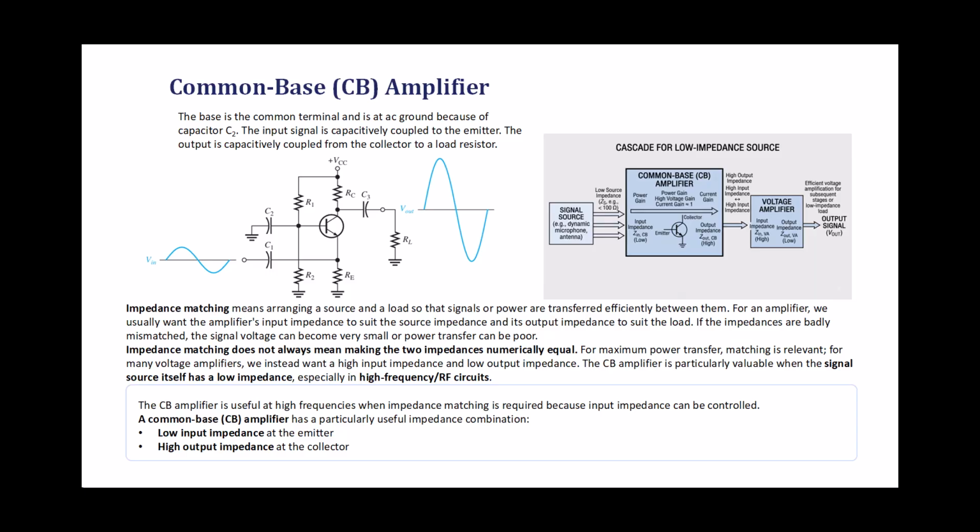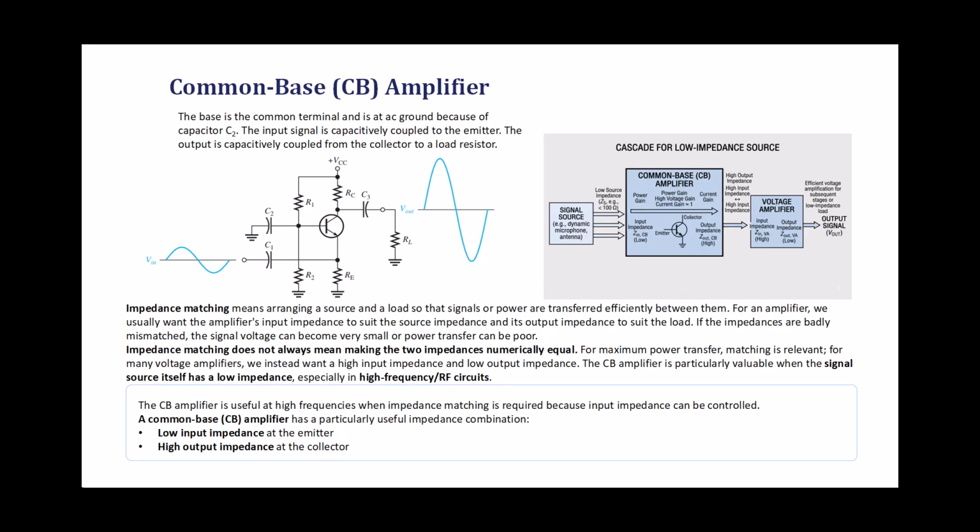Now, why does this configuration matter? It comes down to impedance matching. Impedance matching means arranging a source and a load so that signal or power transfers efficiently between them. For an amplifier, we generally want the input impedance to suit the source and the output impedance to suit the load. If the impedances are badly mismatched, the signal voltage can become very small or the power transfer can be poor. It's worth noting that impedance matching does not always mean making the two impedances numerically equal. That's only strictly true for maximum power transfer.